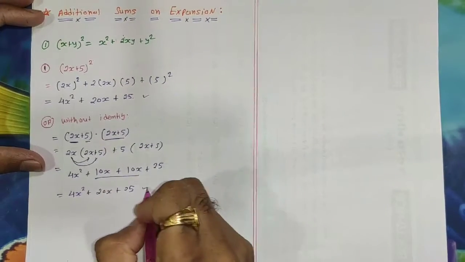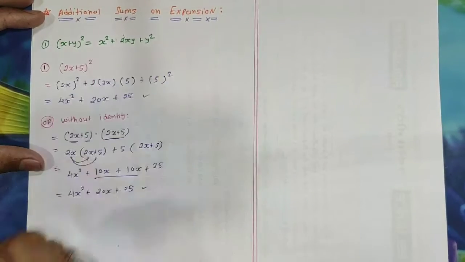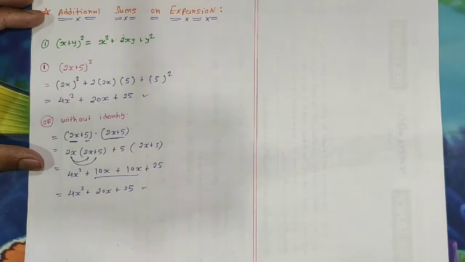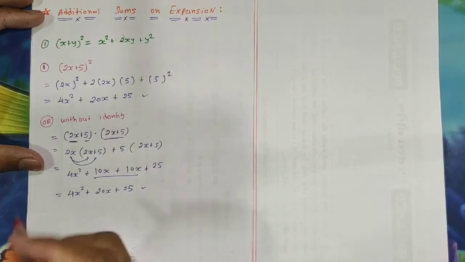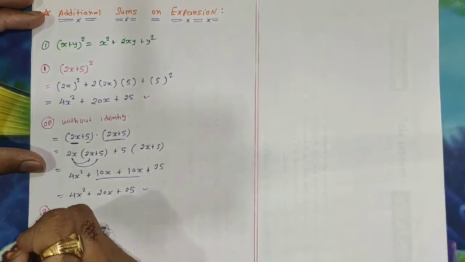Clear? Both are the same. But if we are asked to perform the expansion by identity, then you have to use this method only. Clear, students? So now question number 2. Now you perform the expansion using identities only.